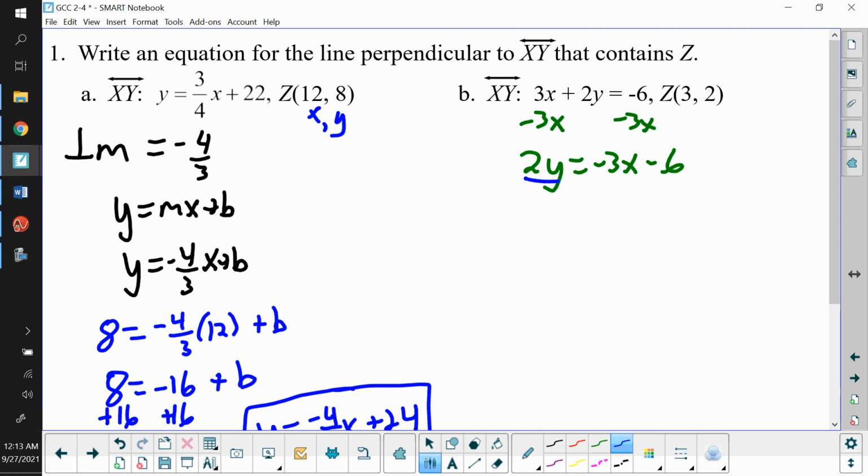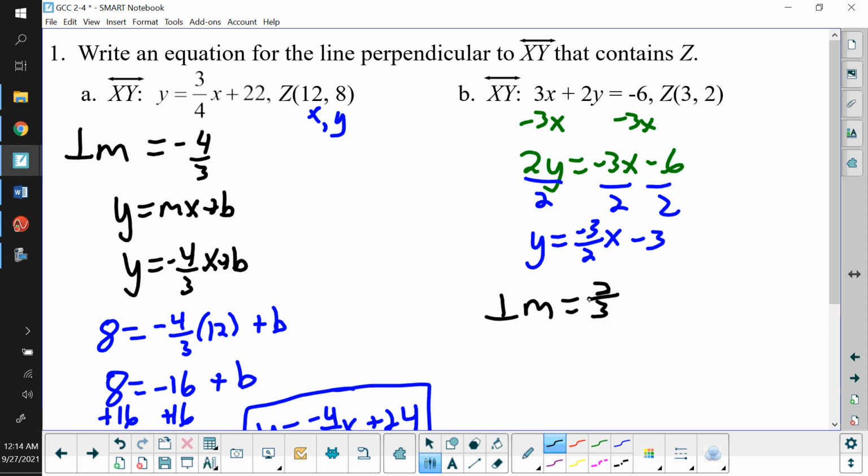We want to undo the multiplying by 2, so we'll divide everything by 2. That'll give us y equals, remember to get in the habit of putting your slope in front of the x, so we have negative 3/2 x and then minus 3. From this, we are ready to pick out our perpendicular slope. We'll change the sign and flip the fraction. So we're going to have a positive. When we flip it, we'll get 2/3.